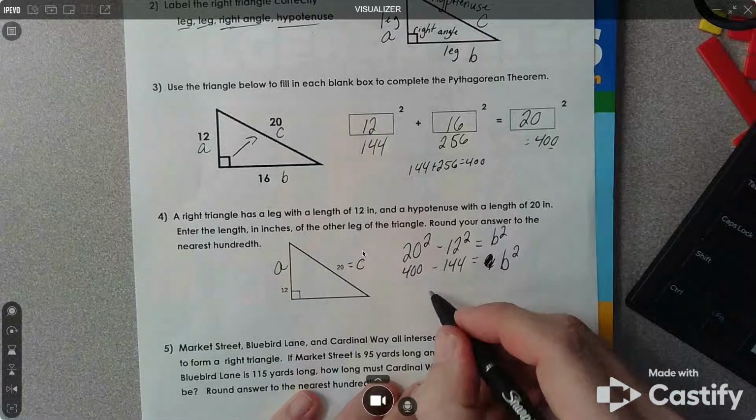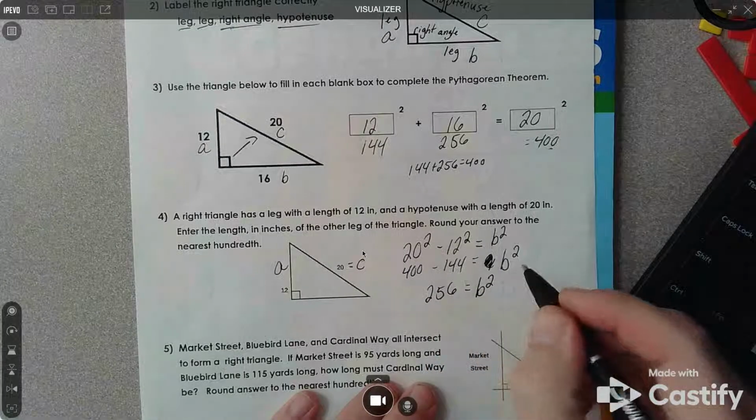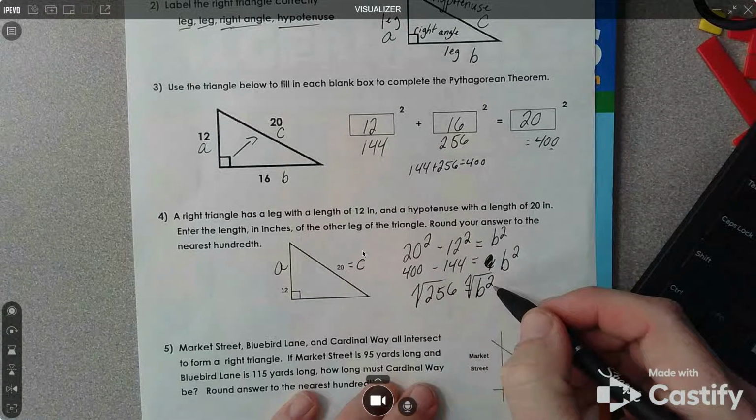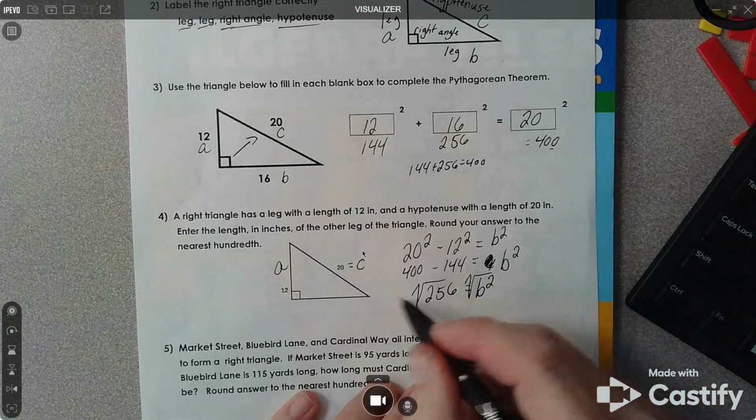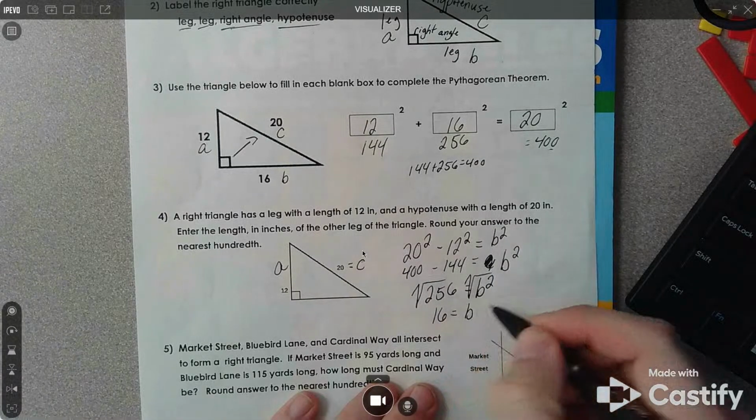400 minus 144 is 256. 256 equals B squared. I need to take the square root of both sides, get rid of this squared right here, and I come up with 16 equals B.